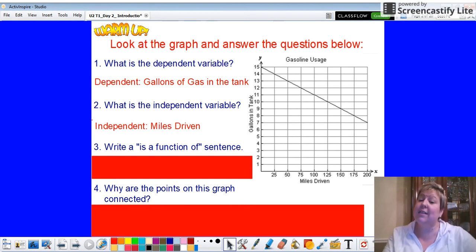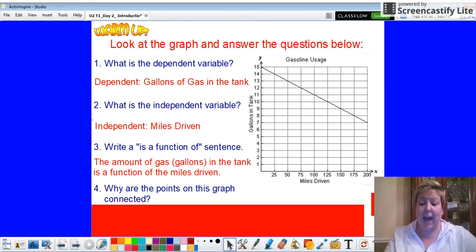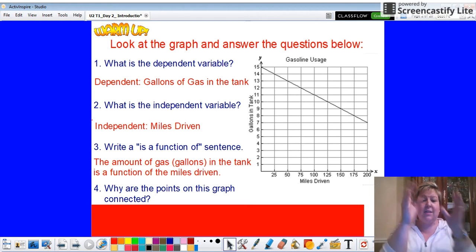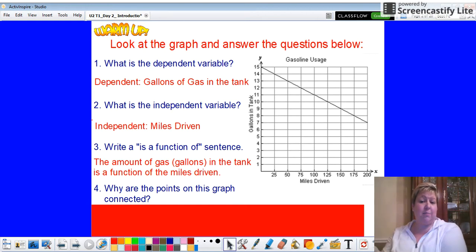So when I write an "is a function of" statement, I need to go ahead and say the amount of gas, or the gallons of gas in my tank, is a function of the miles driven. Remember, it's always y is a function of x. So that dependent is a function of the independent variable. So the gas in my tank is a function of the miles driven.